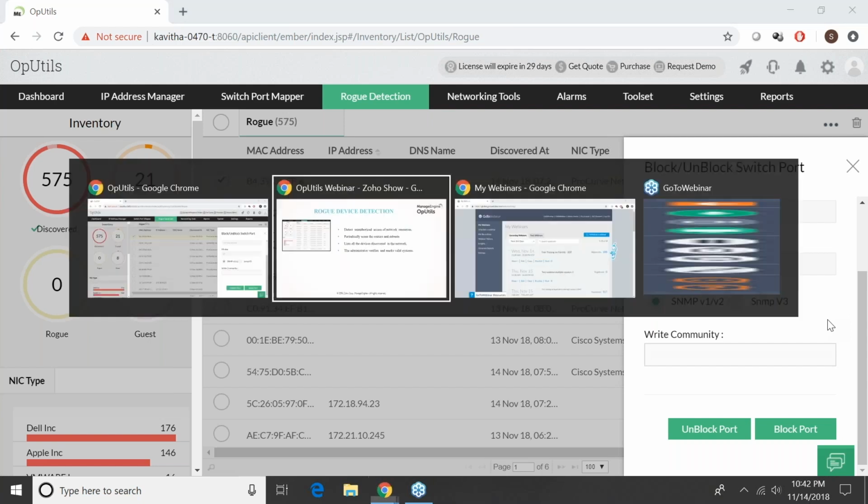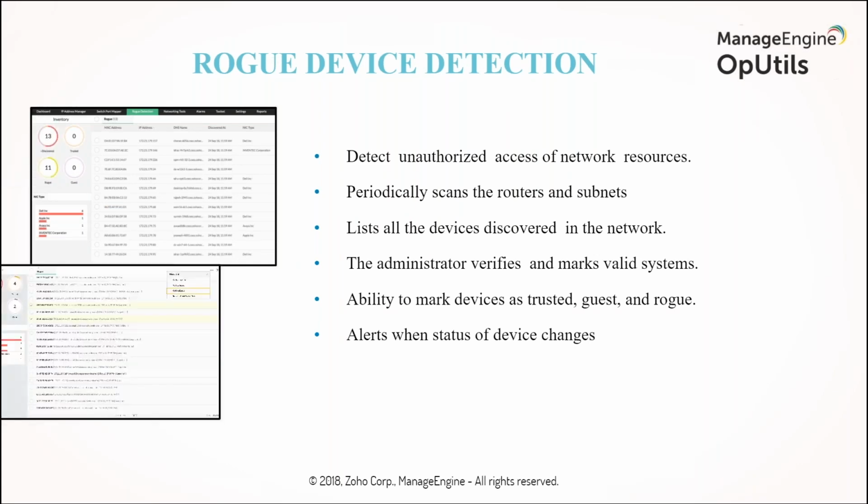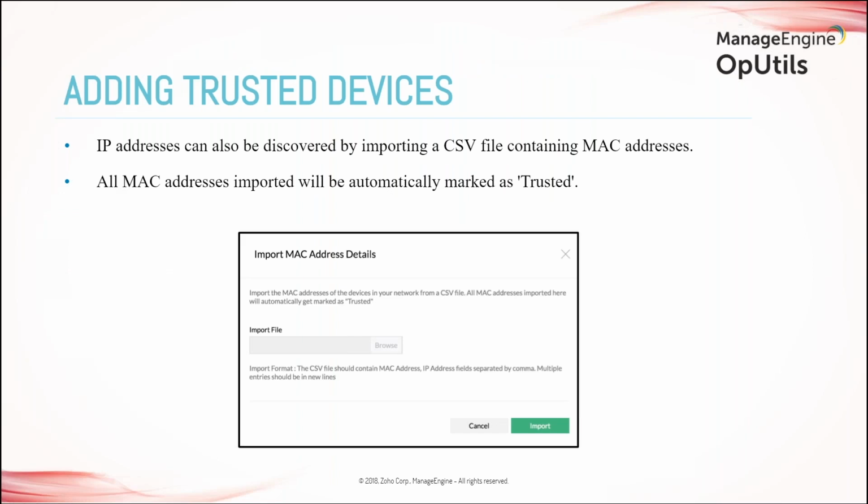So as I said, it's the ability to mark a device as trusted, guest, or rogue when the status of the device changes or a new device is detected. Then OpUtils, with rogue device detection, is capable of even blocking the particular device from the network. Also, I have shown you how you can import the inventory, or the list of devices, which is there in your network.